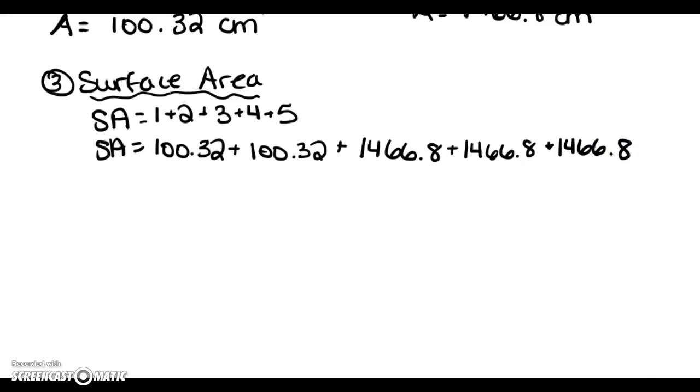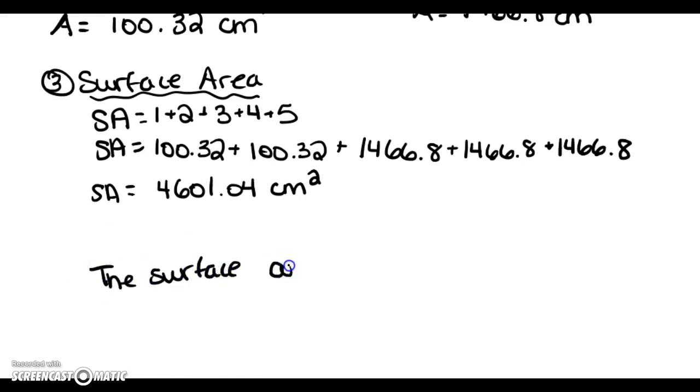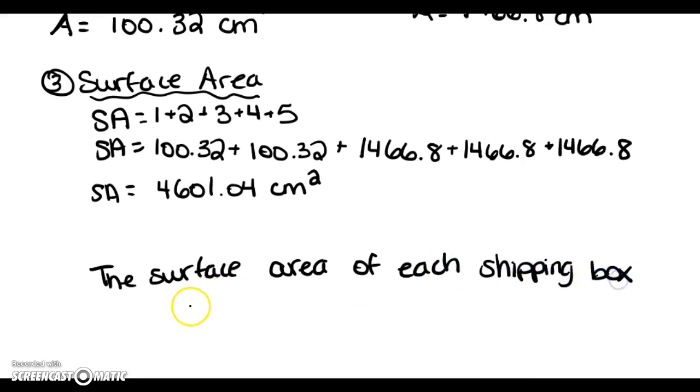If you put all of that into your calculator, what we should find is that the total surface area is equal to 4,601.04 centimeters squared. So don't forget those units. And now that we're done all of our calculations, just don't forget this was a word problem, so we need to answer with a sentence. So we could say the surface area of each shipping box is 4,601.04 centimeters squared.